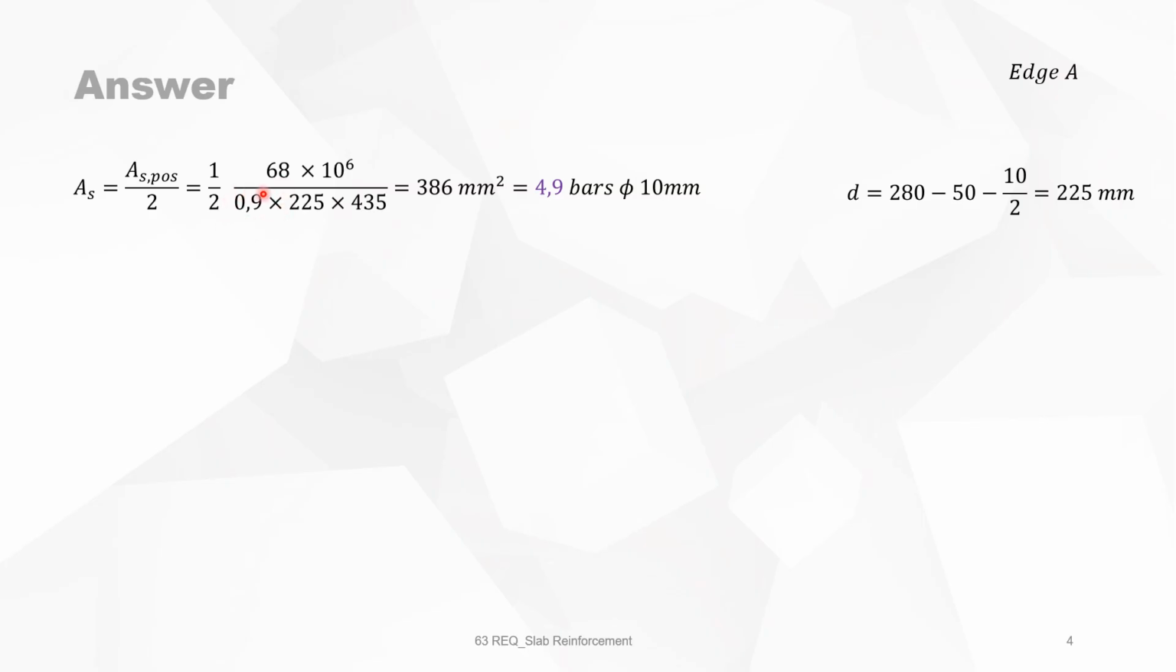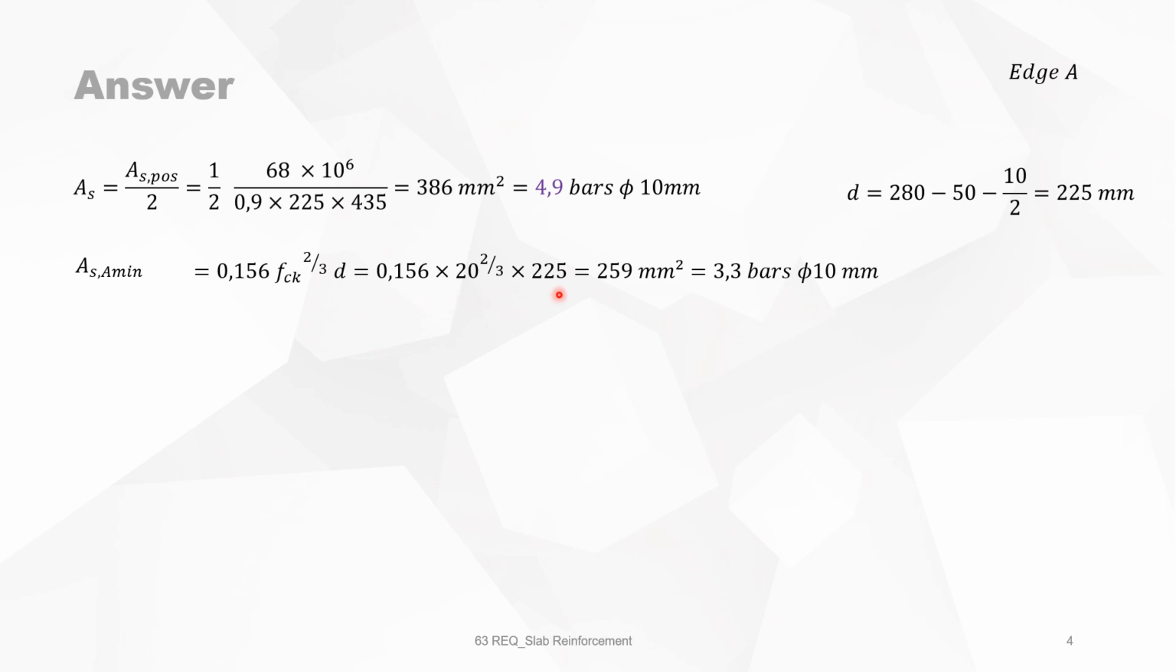Why are we using 0.9? Well, because the reduction elements are found with a plastic method, so by yield lines, for instance. So that's why we can easily use this factor 0.9. It gives you 386 square millimeters or 4.9 bars of diameter 10. That's the first calculation. The reinforcement in the vicinity of HB must also fulfill the minimum required reinforcement.